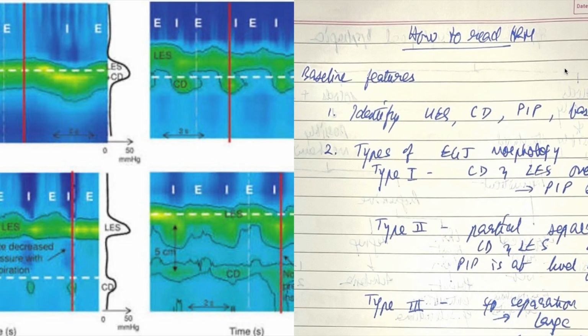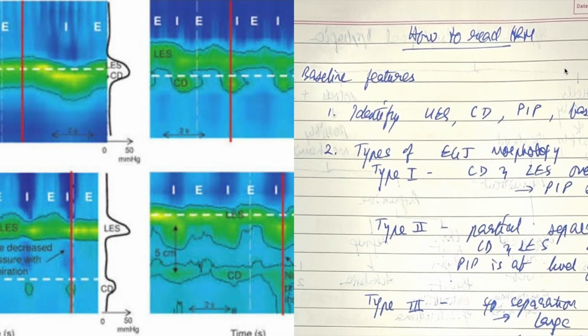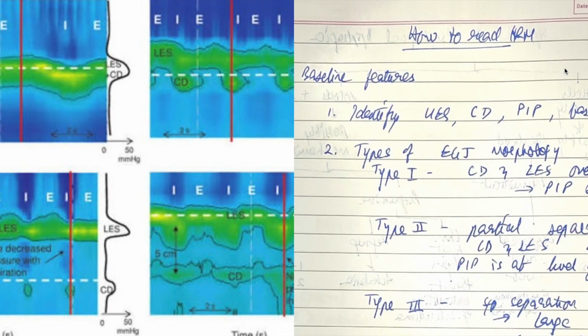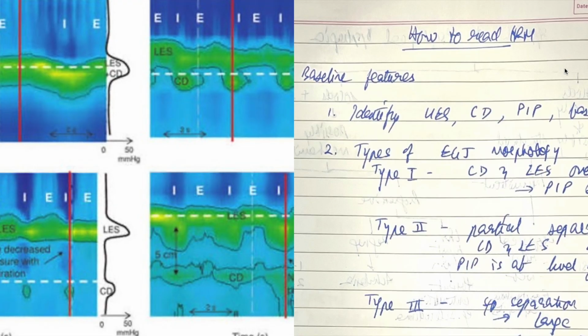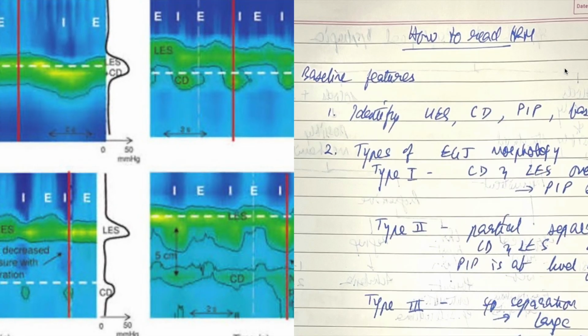To read HRM, the baseline features: first, identify the upper esophageal sphincter, the LES, the crural diaphragm, PIP, and the basal EGJ pressure. The types of EGJ morphology: you determine it by type 1, in which the crural diaphragm and the LES overlap each other and the PIP is at the same level.